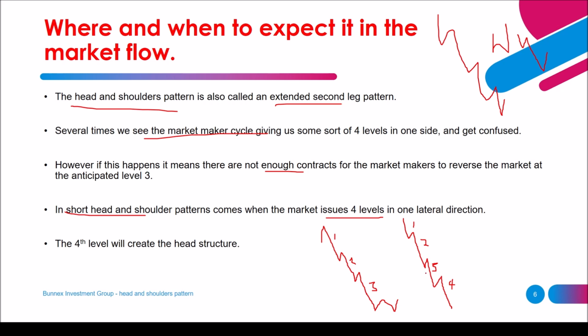So when we see 4 levels in one direction, the next thing is to anticipate the head and shoulders pattern. So the fourth level will create the head structure, right? So this becomes the head structure, where we are now anticipating to see a head and shoulders structure.